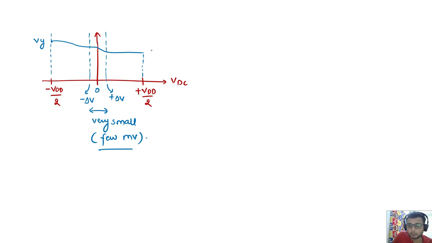But this is a low impedance node. From the gain point of view, let's see this variation of Vy from the gain point of view.